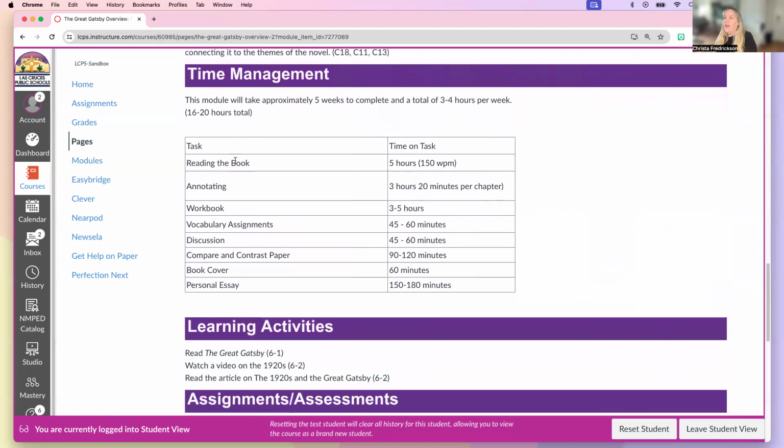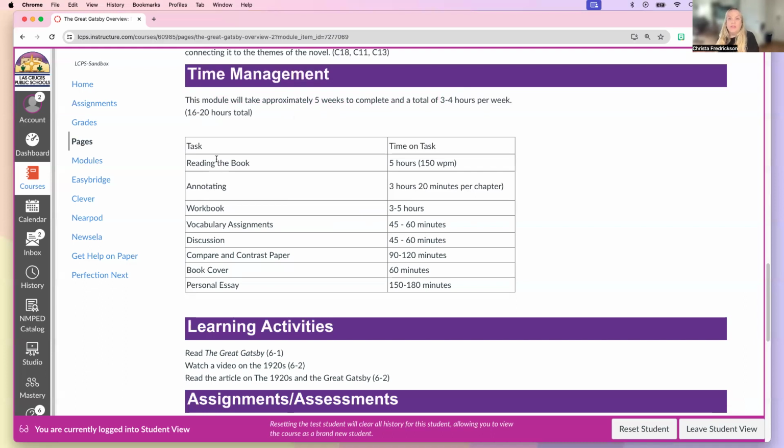As you can see, this module is going to take about 5 weeks to complete, and it's going to take about 3 to 4 hours per week. So if you're logging into your Canvas class for a half hour each day, as you should be, and you're working at a good pace, you should be able to accomplish this in about 3 hours per week.